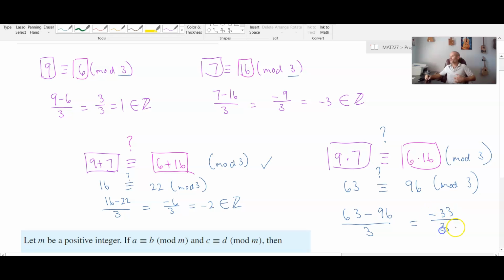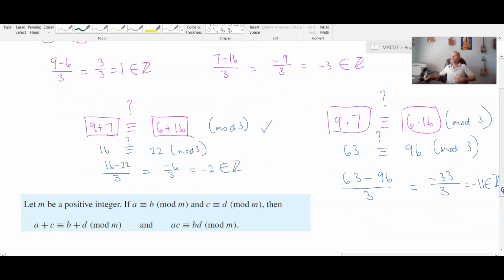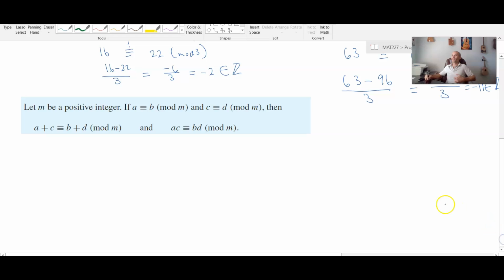And if I divide negative 33 by 3, I get negative 11, and that is indeed an integer. So that leads us to a theorem that we're going to form, which is that if A is congruent to B mod M, and some other value, C, is congruent to D, but with the same divisor, M, then it is true that A plus C, in other words, this value plus this value, is in fact congruent to this value plus this value, mod M.